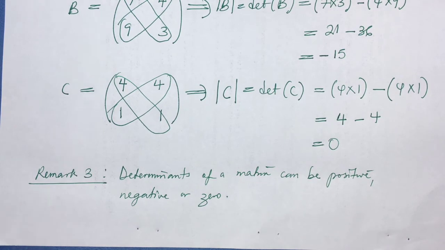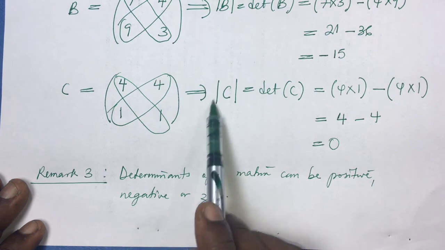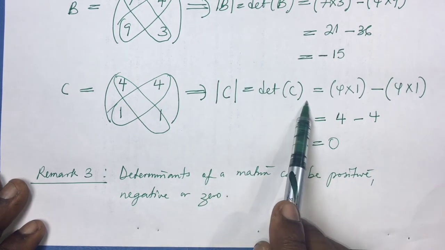That gives you the determinant of a 2 by 2 matrix using the normal method. Take note, determinants could be positive, negative, or 0. Determinants are represented with the matrix in between two straight lines, or writing DET C, okay?